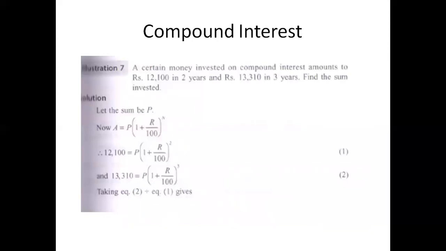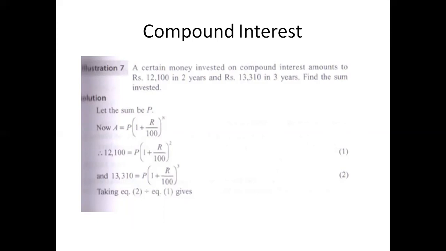A certain money invested on compound interest amounts to rupees 12,100 in 2 years and 13,310 in 3 years. Find the sum invested. Let the sum be P. Now A is equal to P into 1 plus R by 100 whole to the power n. Or we have a certain sum when you have to find the principal. Now we have 12,100 is equal to P into 1 plus R by 100 whole square. However, the same amount amounts to rupees 13,310 in 3 years.